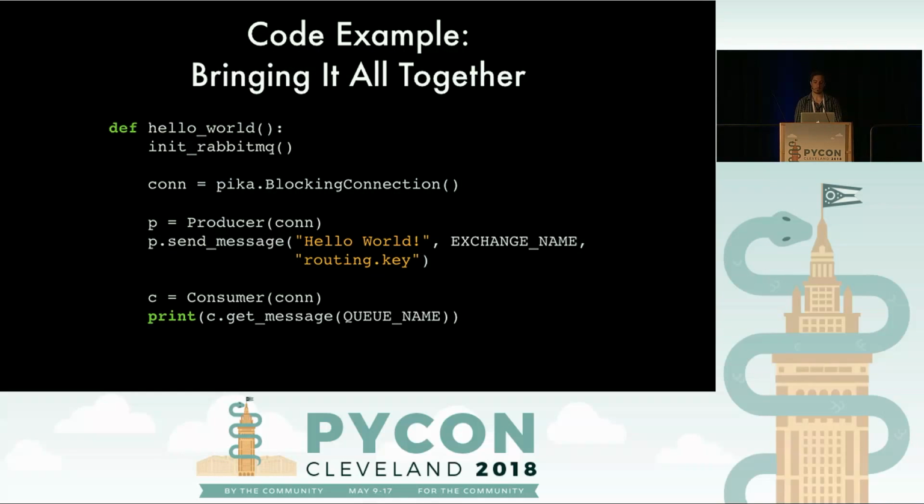So to run this example, we first have to set up our RabbitMQ environment using the init function we wrote earlier. We then create a connection, instantiate a producer, and send a hello world message, of course. Finally, we instantiate a consumer, attempt to retrieve the message off of our queue, and print the message. So if you run the code in GitHub, you'll get hello world.